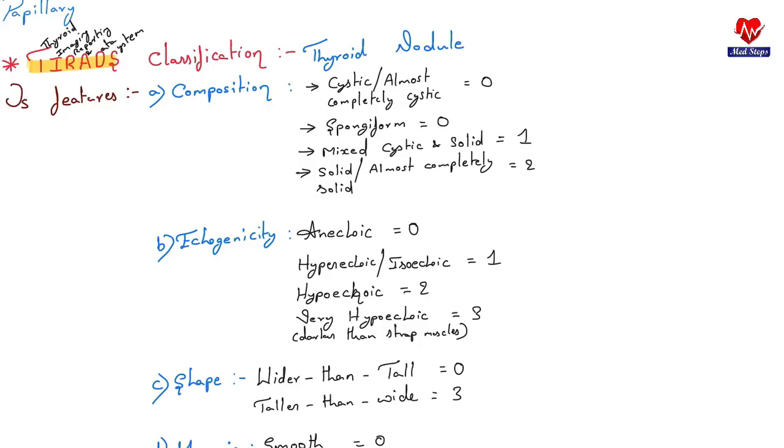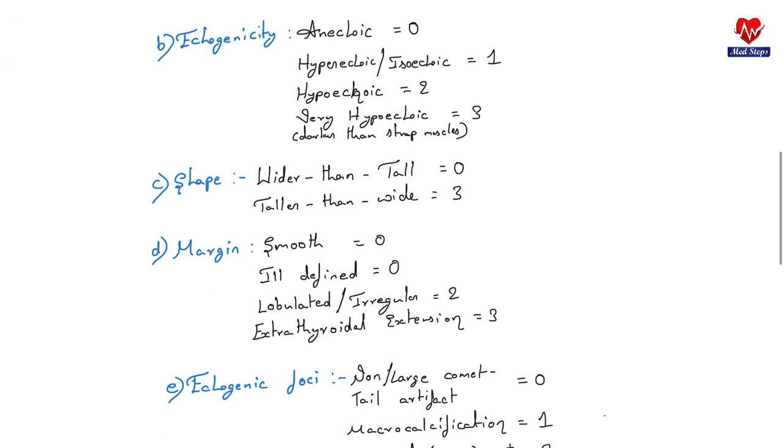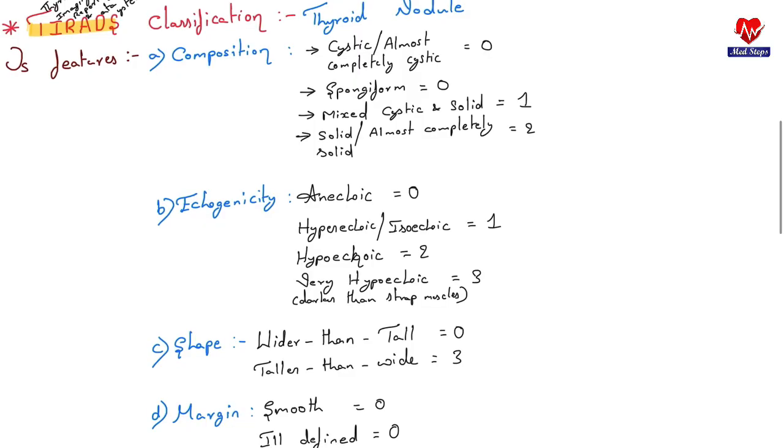Okay, so in the thyroid classification, how are they going to do it? Based on 6 important things. The first one is composition. In this composition, they are finding whether the nodule is cystic. If it's completely cystic, then we have 0. If it's spongiform, they will mark that as 0, and if it's mixed cystic and solid, then they will give 1 mark, and if it's solid or almost completely solid, they will give 2 marks. Next, they are going to focus on echogenicity.